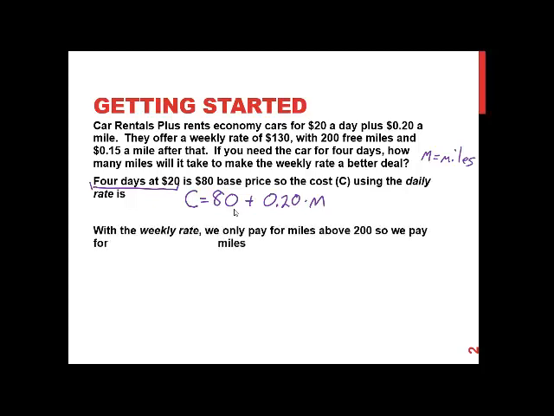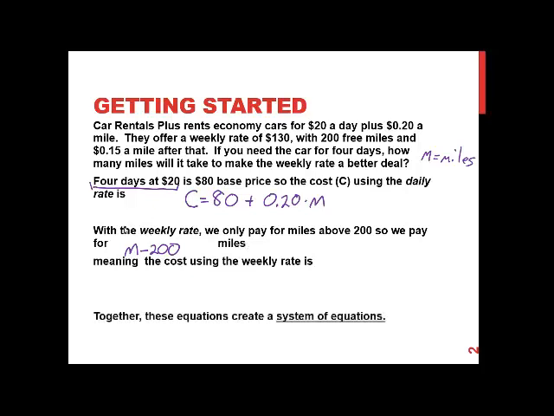Now with the weekly rate, we're not paying for all the miles, we're only paying for the miles above 200. So we're going to pay for M minus 200 miles. And with that being the case, the cost using the weekly rate will be $130 base plus 15 cents times the number of miles, which would be M minus 200.